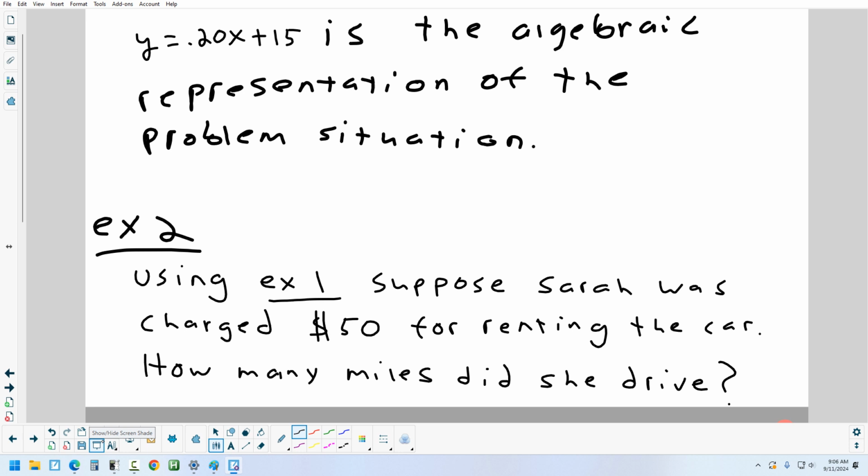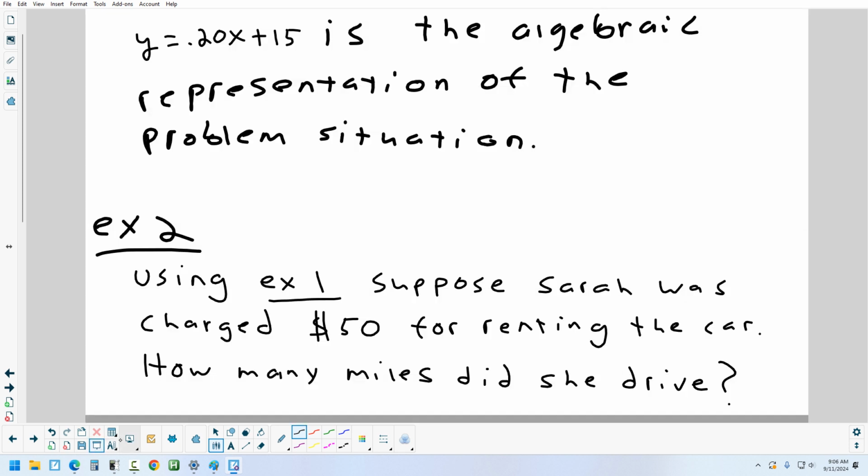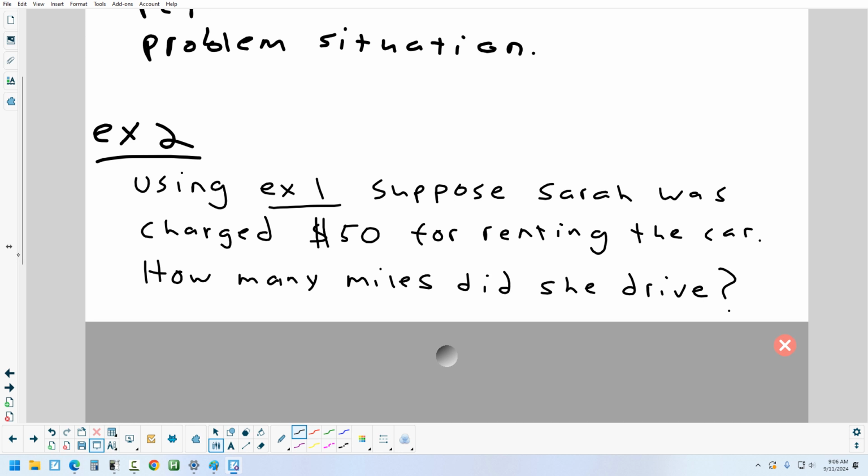All right. So now let's take the same example, and let's suppose that Sarah was charged $50 to rent the car. Now I want to figure out how many miles she drove. What's different about this question compared to the last two questions? This one's a little different.